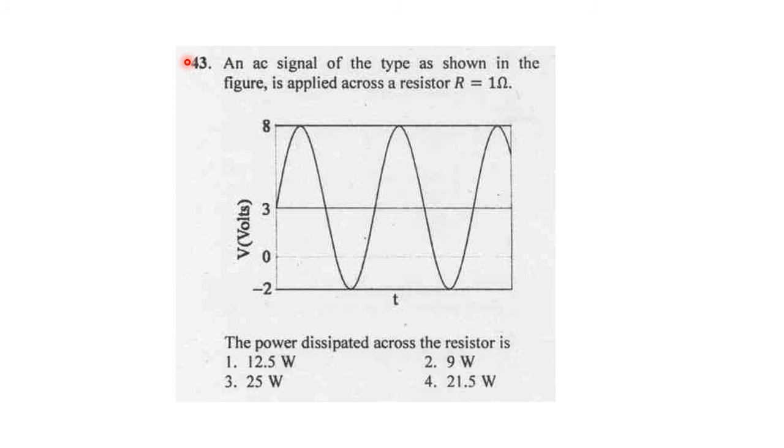Question number 43. An AC signal of the type shown in the figure is applied across a resistor equal to 1 ohm. That means at time t equal to 0, the AC signal amplitude starts at 3 volt. That means the initial voltage is 3 volt, then it shows sinusoidal oscillation. The power dissipated across the resistor is.